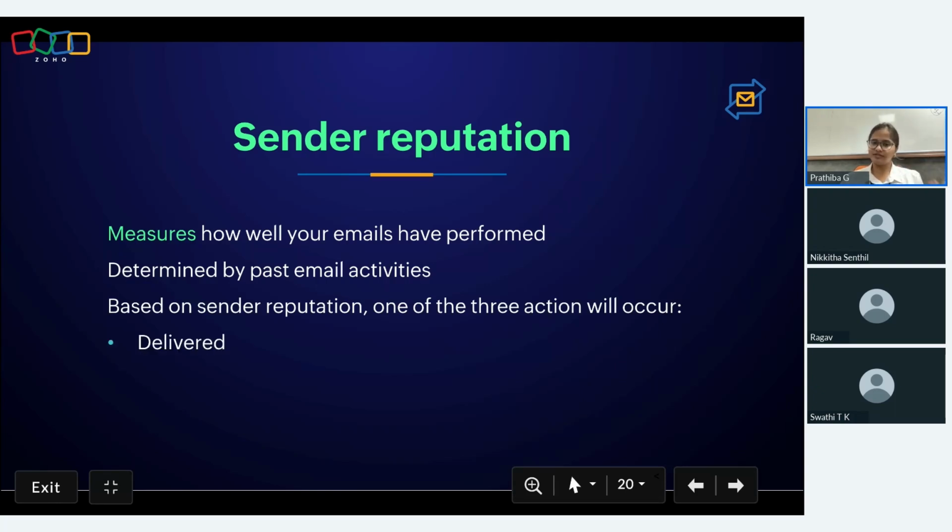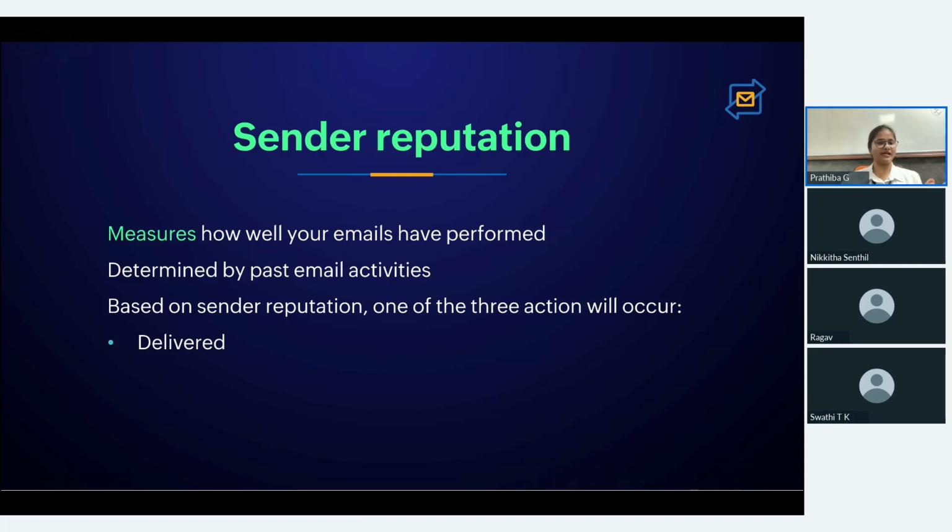First, they will either deliver the email to the recipient's inbox if they find the sender to be legitimate, or if they are suspicious of the sender's identity, they will mark the email as suspicious and send it to the spam folder. And finally, they might outrightly reject the email by not delivering it.